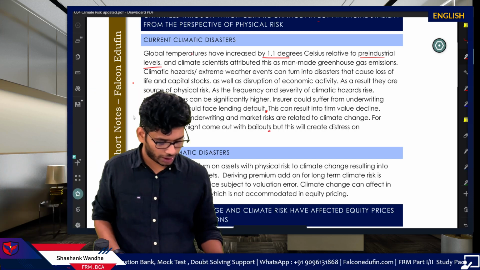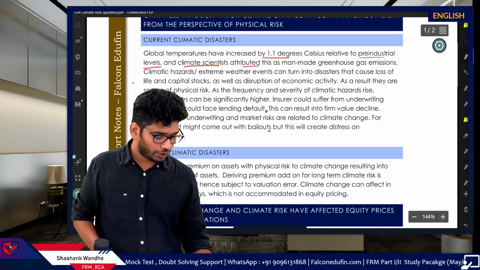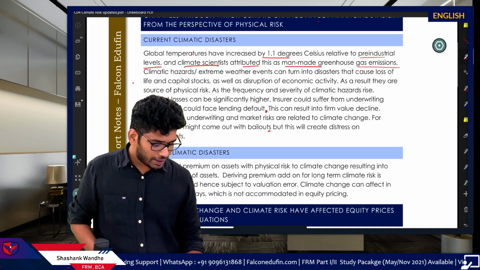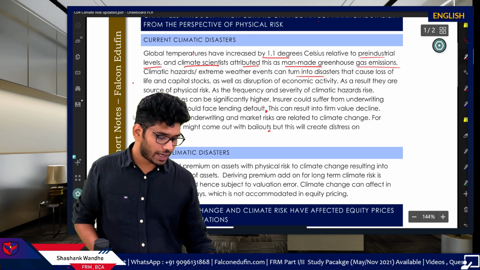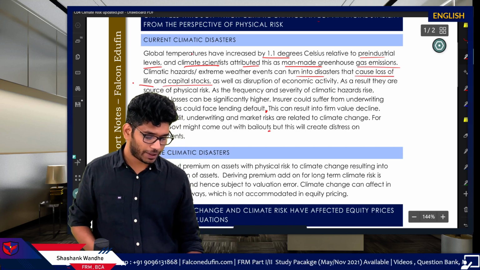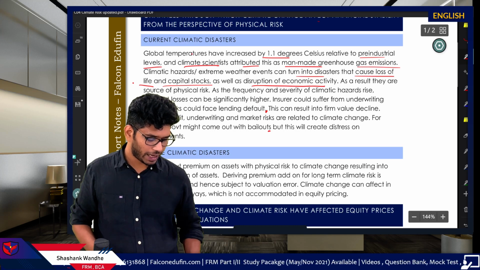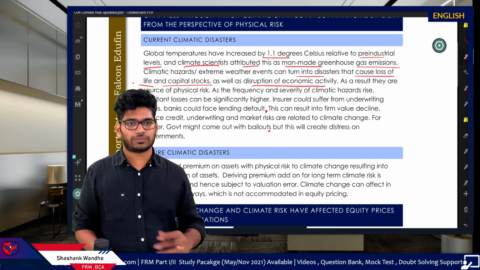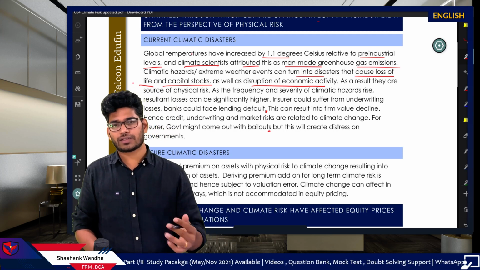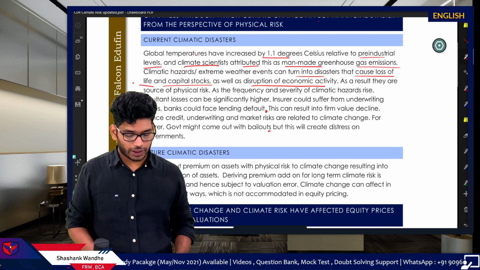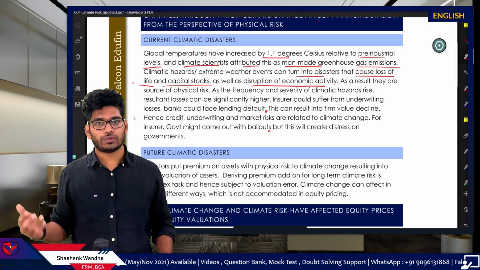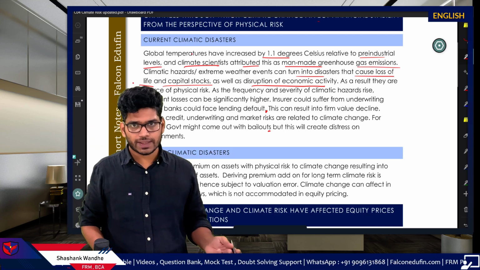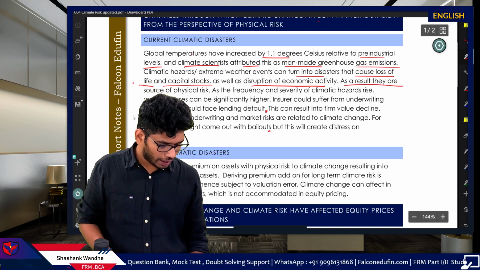It is industrialization, right? And climate scientists attribute this to man-made greenhouse gas emission. CFC and halogen are greenhouse gases. Climatic hazards and extreme weather events can turn into disasters that cause loss of life and capital stock, as well as disruption of economic activity. Say a flood comes in an area where data servers are located for a data server company like Amazon. So what will happen there? Obviously they will not be able to sustain, or there will be disruption in economic activity, which will result in losses, right? Very obvious. As a result, they are a source of physical risk.